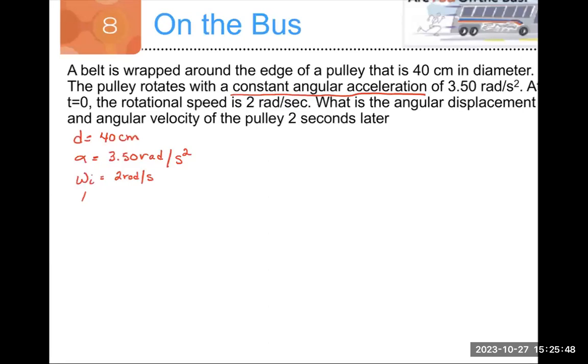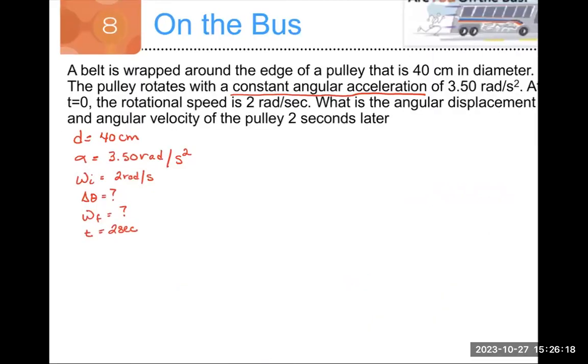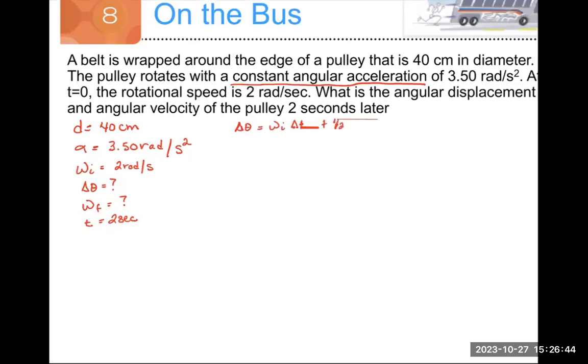What is the angular displacement? So we want to know what's delta theta. And what is the angular velocity of the pulley 2 seconds later? So we want to know what's omega f, given a time of 2 seconds. Let's find our angular displacement first. We look at our kinematic equations and we see our second one would work for us, and that is delta theta equals omega I delta t plus 1/2 alpha times delta t squared.